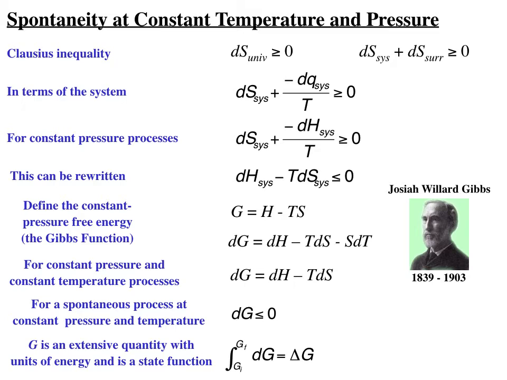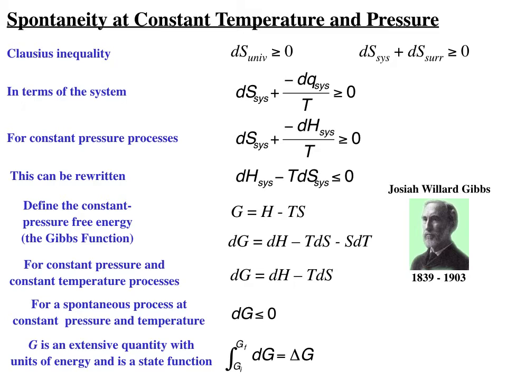And then you will note that if I take the differential of change of G and use the product rule, that dG is dH minus TdS minus SdT. And then what I'm going to stipulate, in addition to the constant pressure restriction, I'm going to institute a constant temperature restriction. So then the increment of change in the Gibbs function is equal to dH minus TdS. And you'll note that is the function on the left-hand side of the constant pressure expression above.